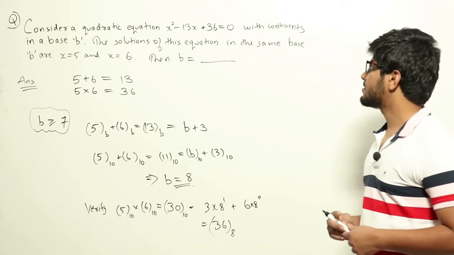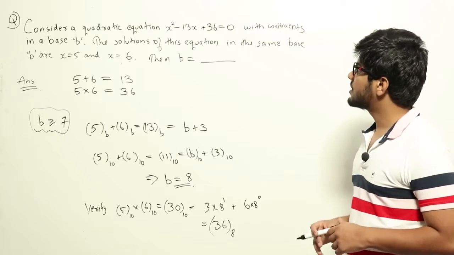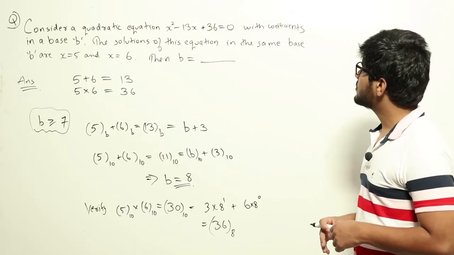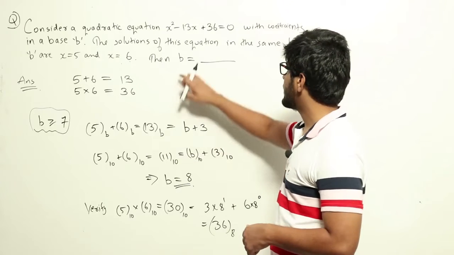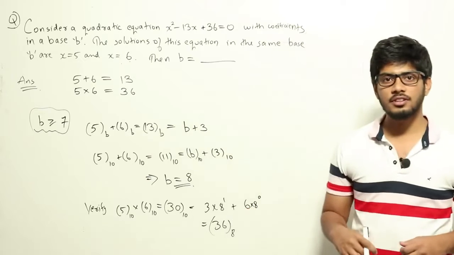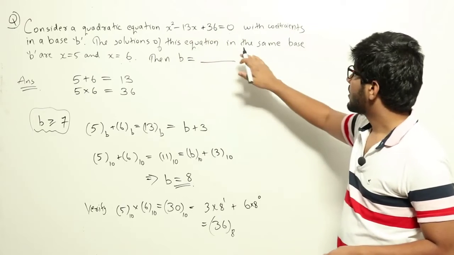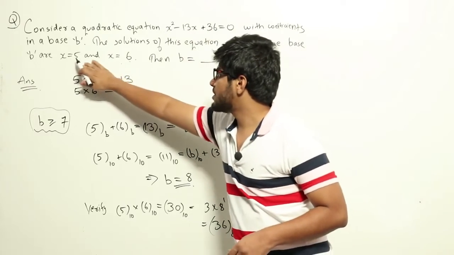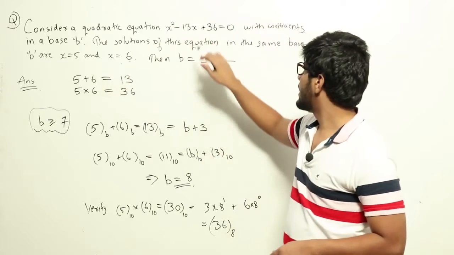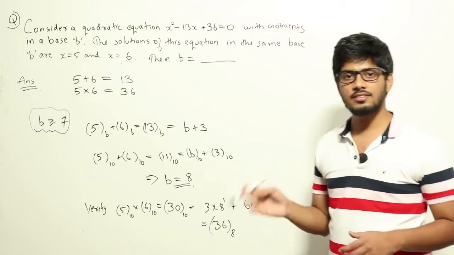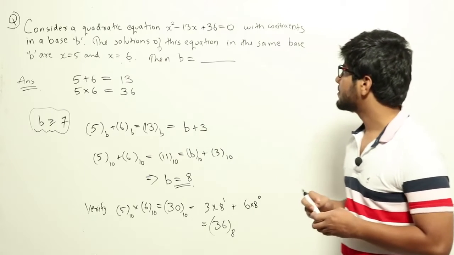Consider a quadratic equation x square minus 13x plus 36 equals 0 with coefficients in a base b. The solutions of this equation in the same base b are x equals 5 and x equals 6, then b equals dash. So this is a question from number systems. They have given us this quadratic equation and that the solutions are x equal to 5 and x equal to 6. But these numbers 5, 6, 13 and 36 are not in base 10, they are in some base b which we don't know, and the question is what the base b is.